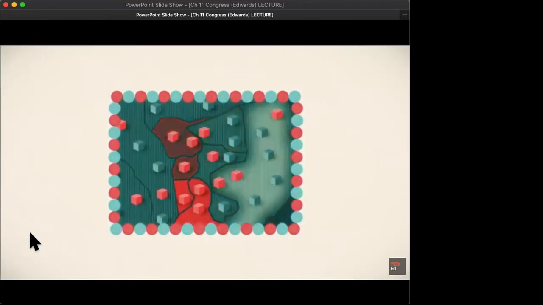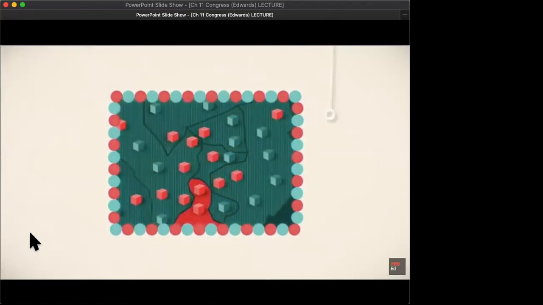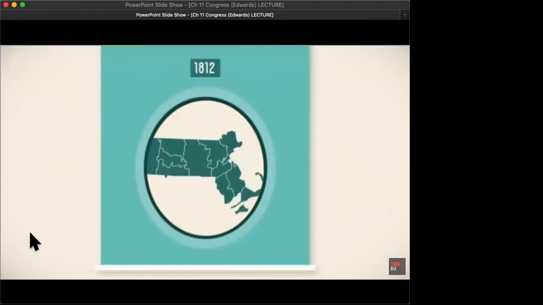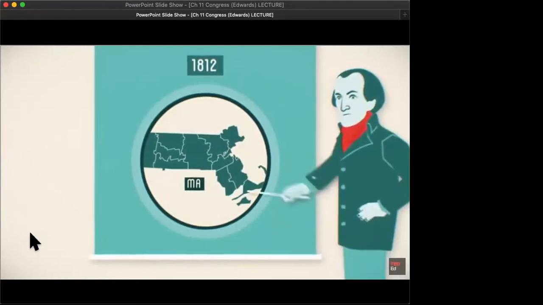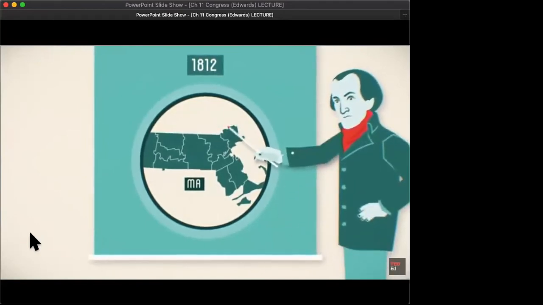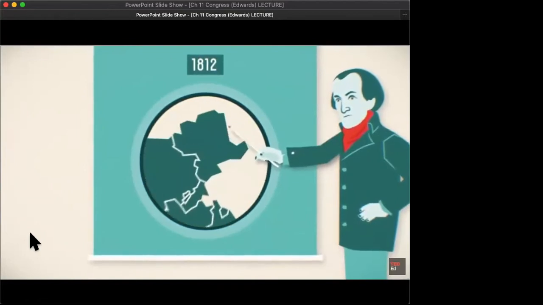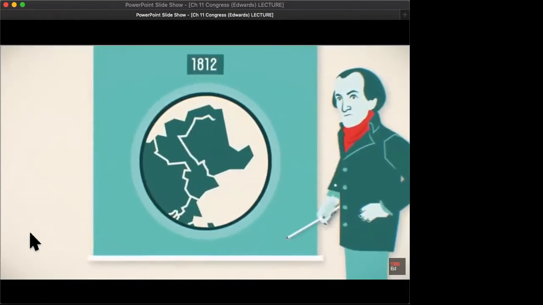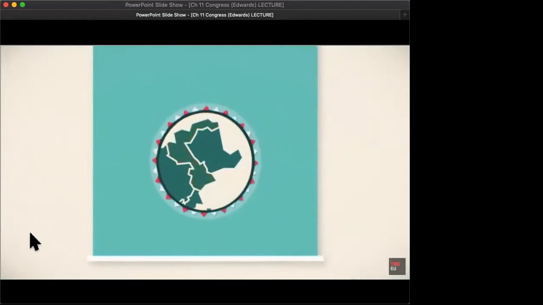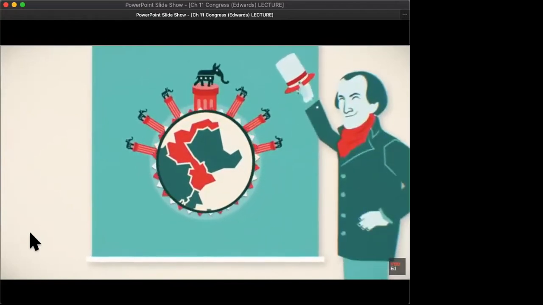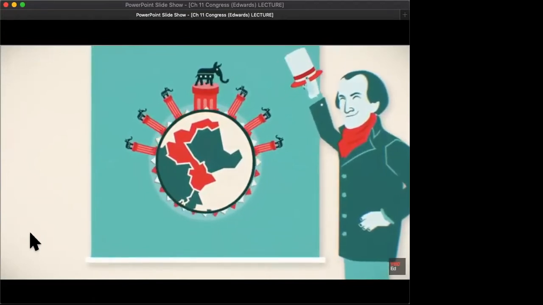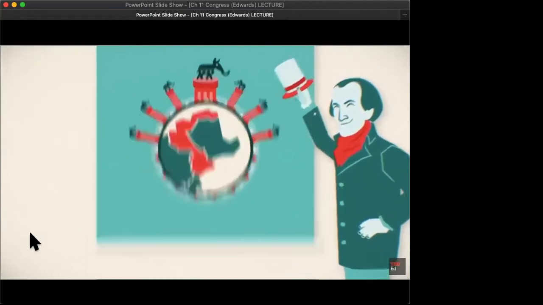So, to understand how this process began and how it continues today, we must go back to 1812 in Massachusetts. Elbridge Gerry, the governor of Massachusetts, supported and signed a bill to allow redistricting. That is, redrawing the boundaries that separate districts. The catch? The new lines would favor Gerry's own political party, the Democratic-Republican Party, which no longer exists. You see, Gerry wanted his party to win as many state Senate seats as possible.